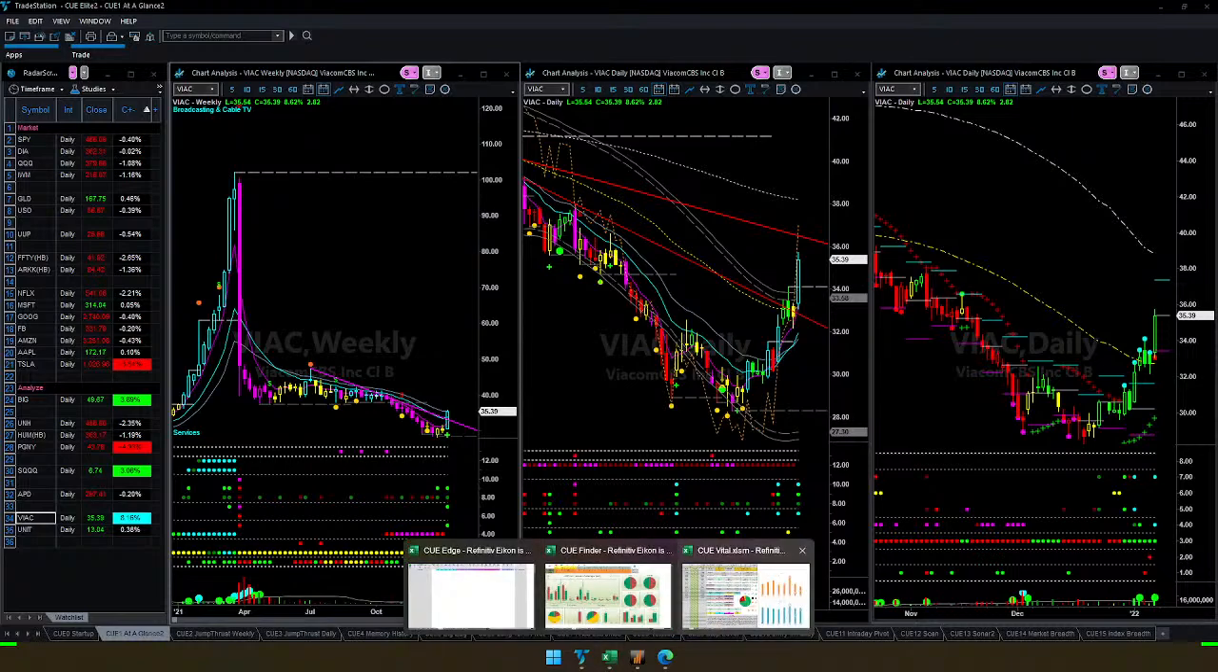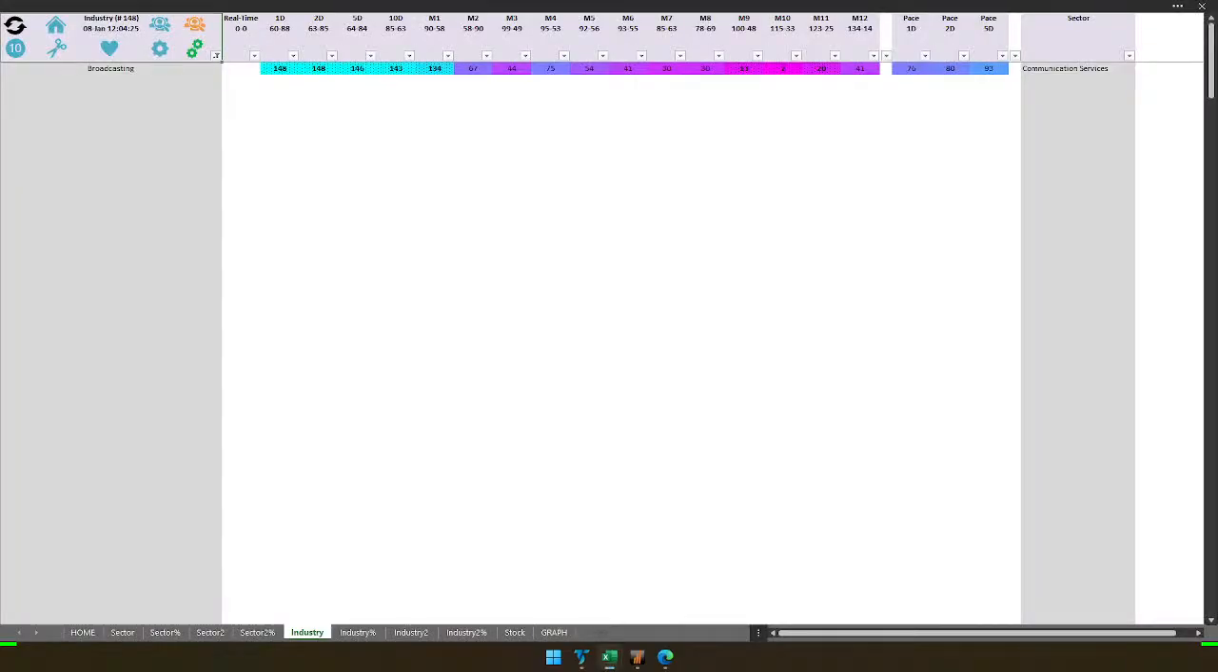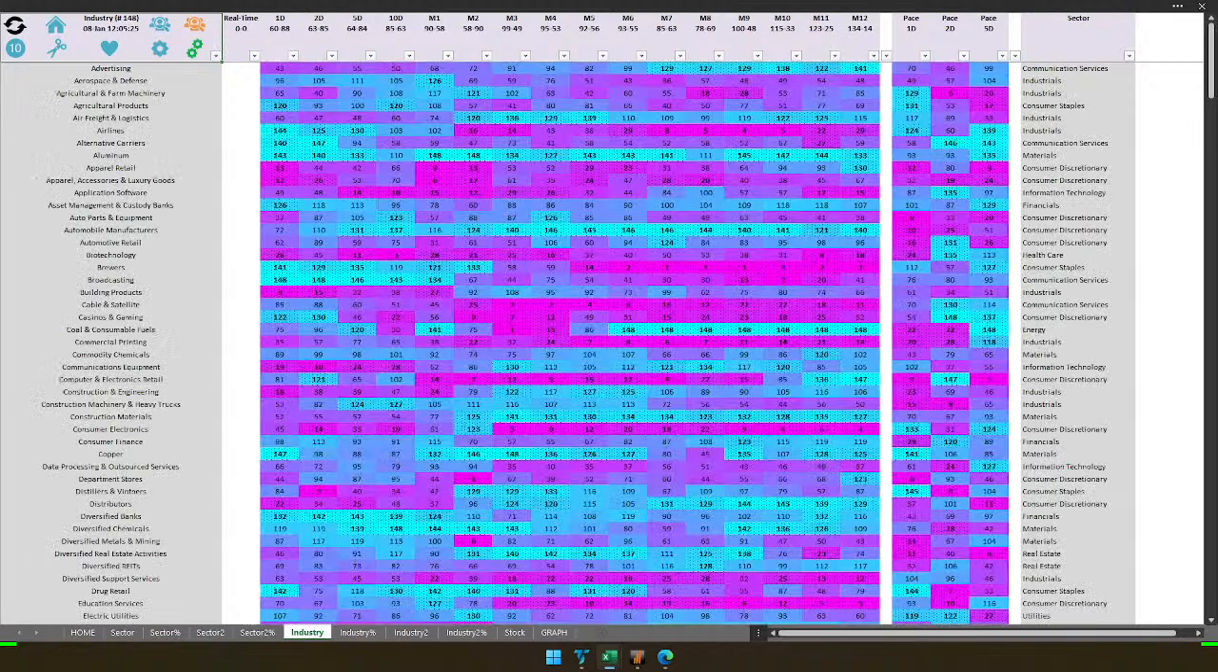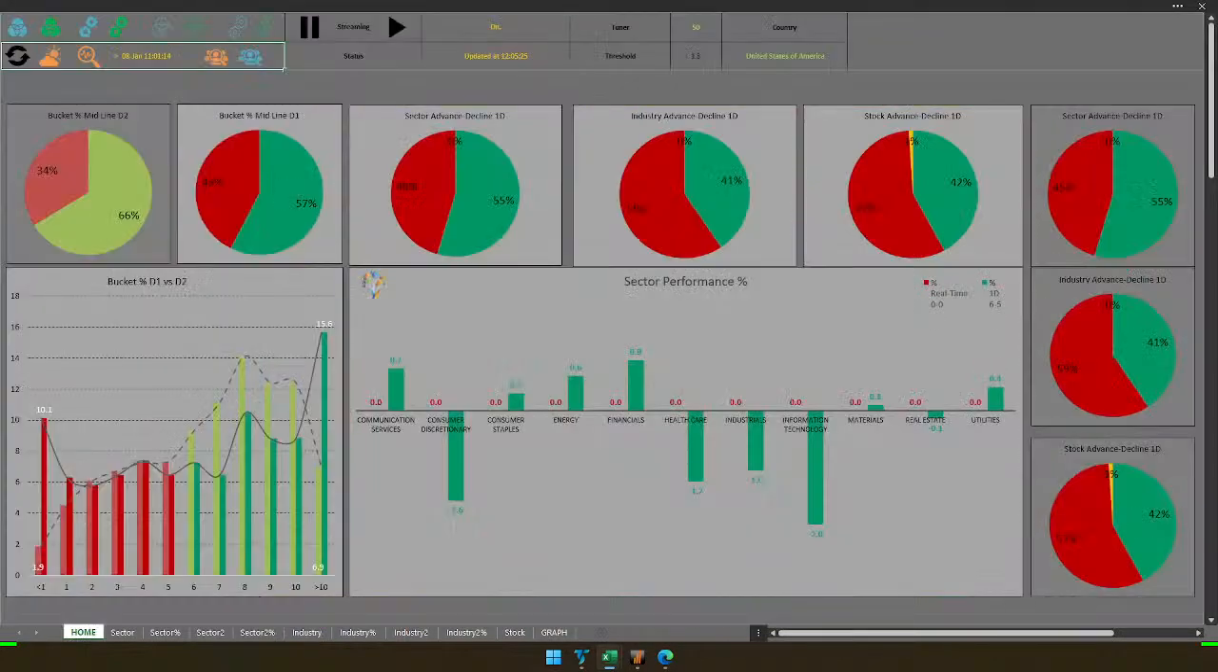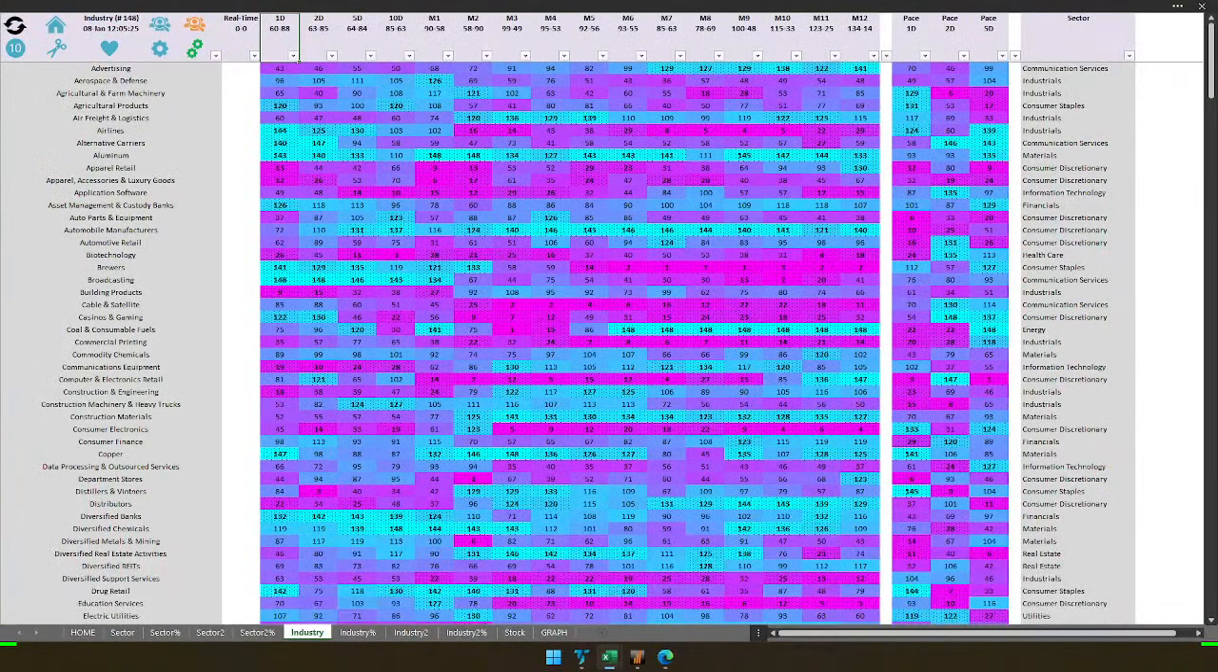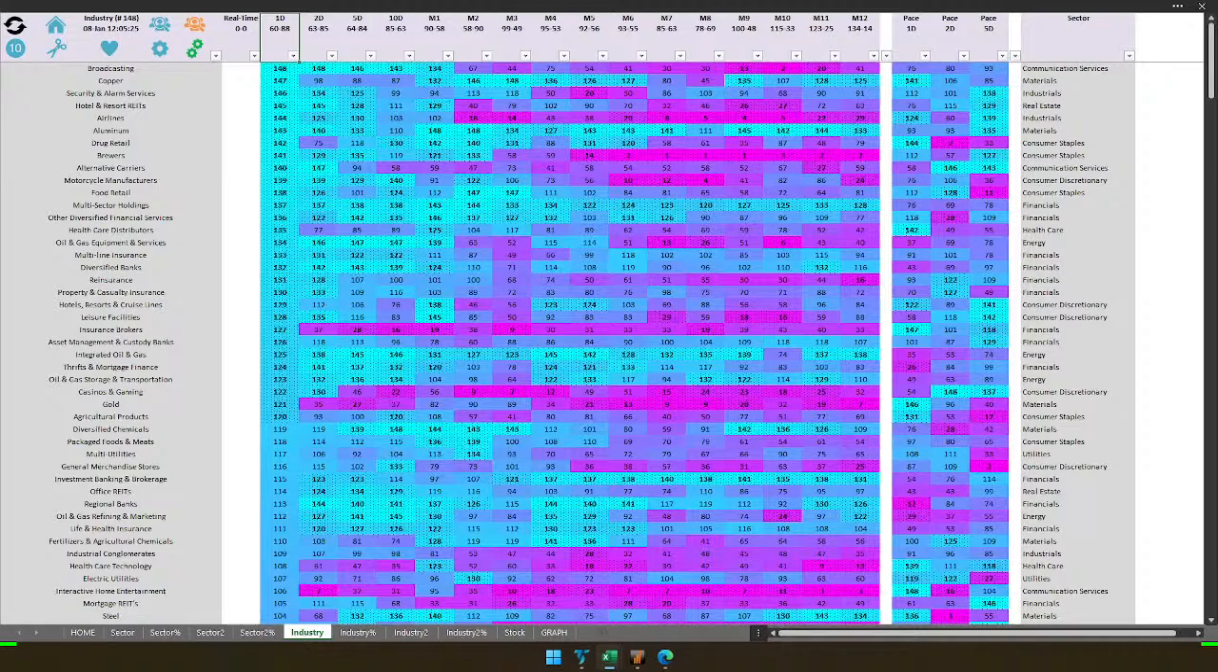Now let's go back to QH. Let's look at all the industries. How did I find Viacom? I actually found Viacom using the top-down analysis. I looked at the industries, sectors I see, but my primary trading decision is based on industry. Broadcasting was very strong. I found Viacom from that, and I noticed this industry, hotel and resort REITs.